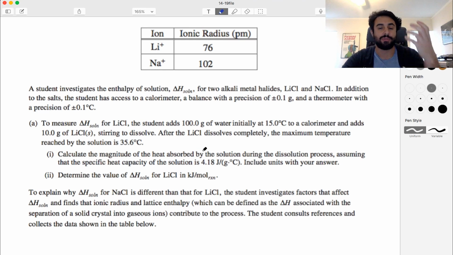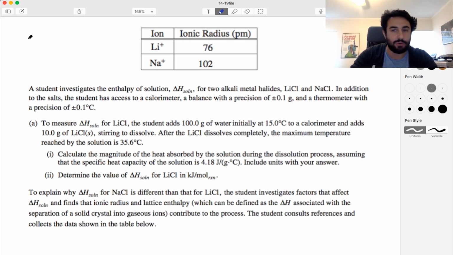So what we're doing is we've got some water and we've got some lithium chloride. As it is dissolving and dissociating, it's heating up the water, right? We're going from 15 to 35.6. And we're going to use that temperature change. This is calorimetry, right? We're going to use that temperature change to figure out delta H solution for LiCl. So calculate the magnitude of the heat absorbed by the solution during the dissolution process, assuming that the specific heat capacity is this figure. So how are we going to do this?